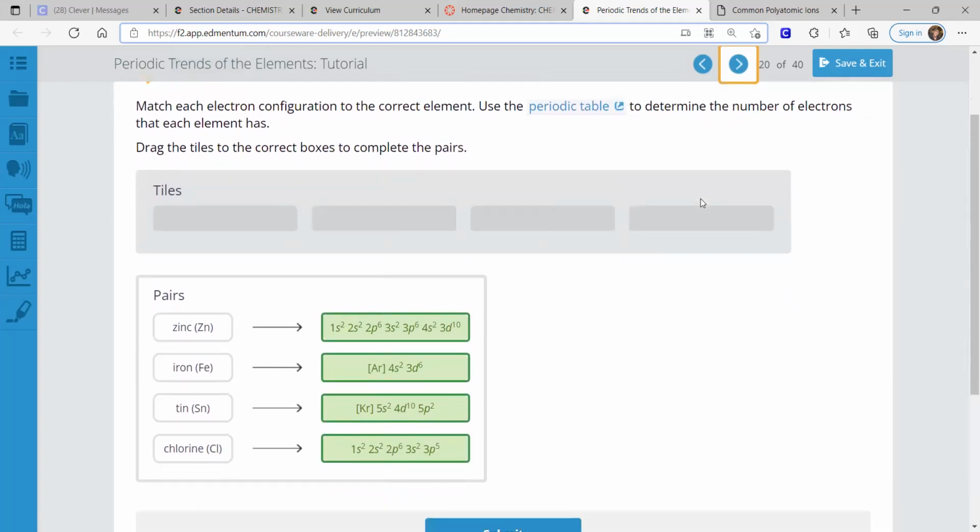Here's more matching. Zinc is there, 3d10. Iron, you can use the noble gas notation. You can do the same for tin. And then chlorine is easy enough where you don't have to do that.